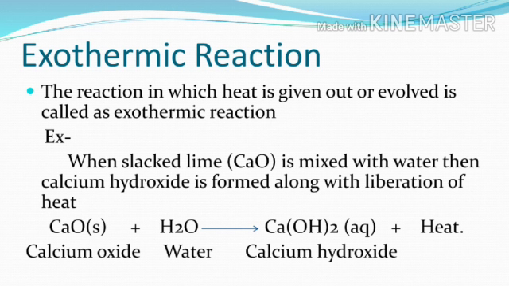Next is exothermic reaction. It is defined as the reaction in which heat is given out or evolved is called as exothermic reaction. When slaked lime, that is calcium oxide CaO, is mixed with water, then calcium hydroxide is obtained along with liberation of heat. Here the equation is written as CaO, calcium oxide, plus water, it gives rise to formation of Ca(OH)2, that is calcium hydroxide, along with liberation of heat. Hence it is called as an exothermic reaction.